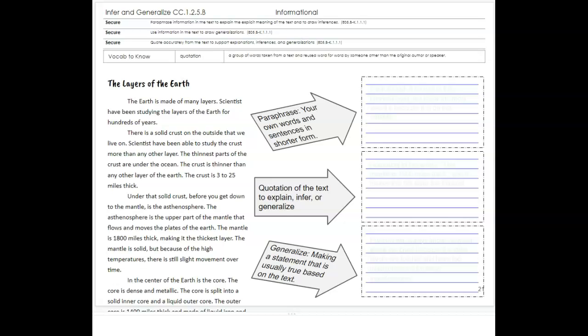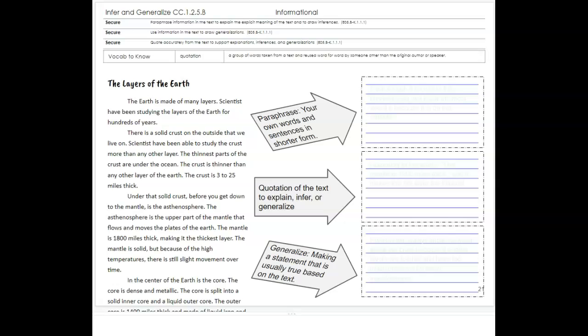Next, secure skill, using information in the text to draw generalizations. And a generalization is something that is normally true. Not all the time, but normally. And the last one, quote accurately from the text to support explanations, inferences, and generalizations. So if you're going to make a generalization or infer something, you need to be able to find the information in the article that says that.